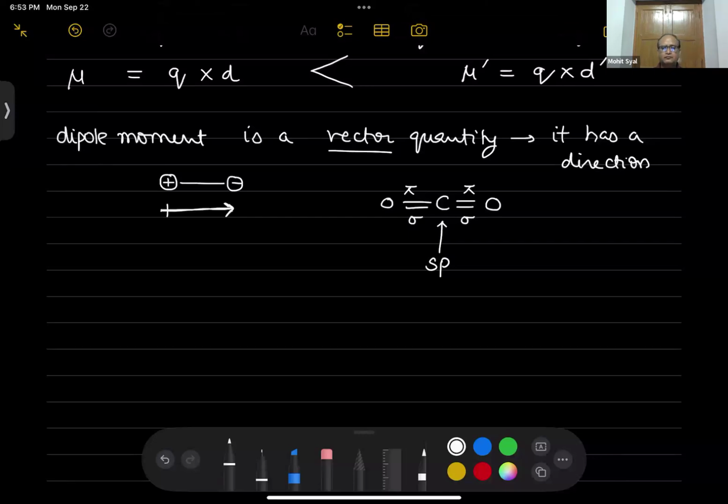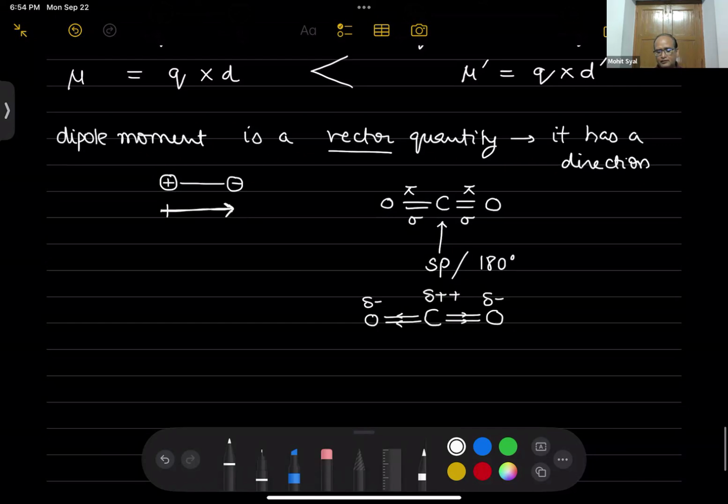The oxygen is more electronegative. So what will happen? The electron will be pulled towards the oxygen. Not completely, they will be in the bond only, but slightly more towards the oxygen. So oxygen will acquire a slight minus charge, and this carbon will acquire a positive charge. Similarly, the other carbon is sp, and the bond angle is 180. We have seen the two groups are there. This is also positive and negative. Got it?